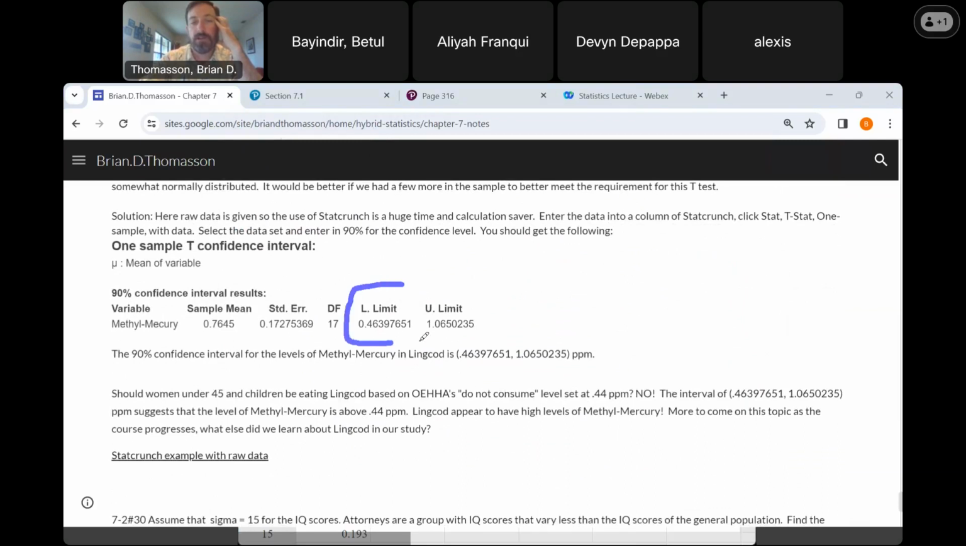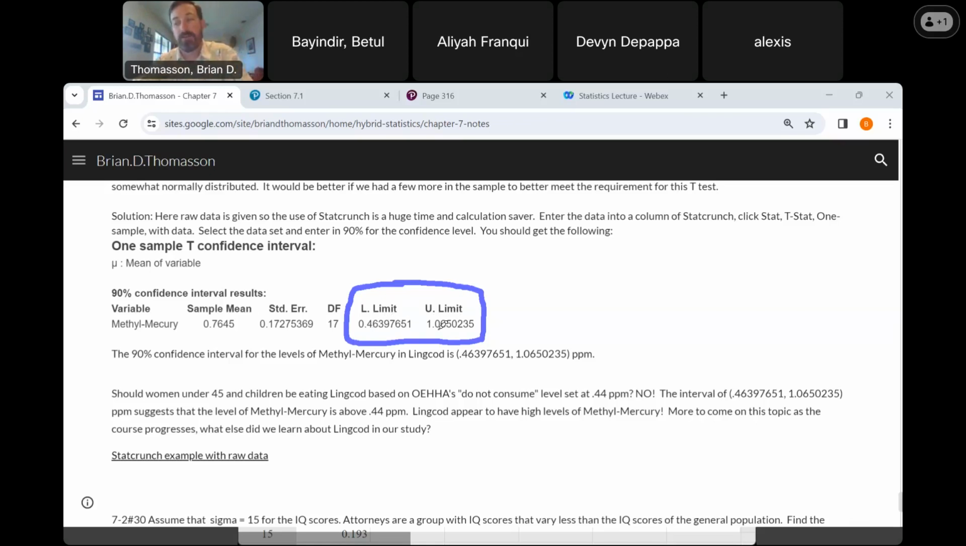So here are our lower and upper limits. What we're interested in is, do these lingcod have methylmercury levels that are higher than 0.44 parts per million? Because at 0.44 parts per million, women and children are not supposed to eat it at all. We've got this confidence interval from 0.46 to 1.06 parts per million. Even our lower limit is above 0.44 parts per million. And we're 90% confident that the true value is somewhere between 0.46 and 1.06.